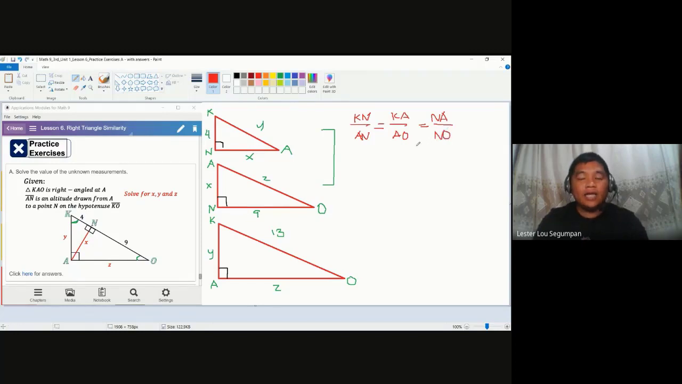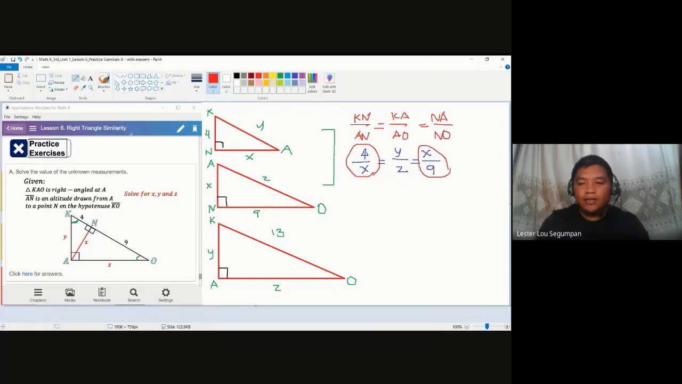And plot the values and see if you could come up with a proportion that you could solve. KN is 4, AN is X, you have KA is Y, AO is Z, and then you have NA, which is also X, and NO, which is 9. And looking at this, we have multiple variables here. But then look at the first and the last. You could actually pair it and solve for X.